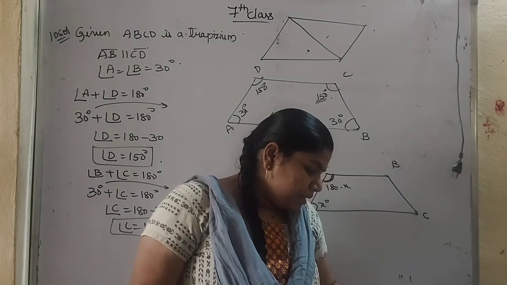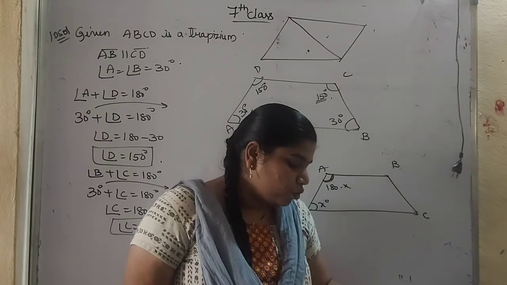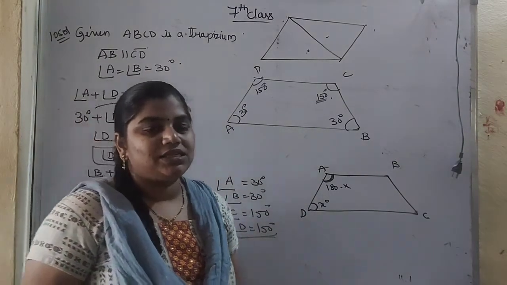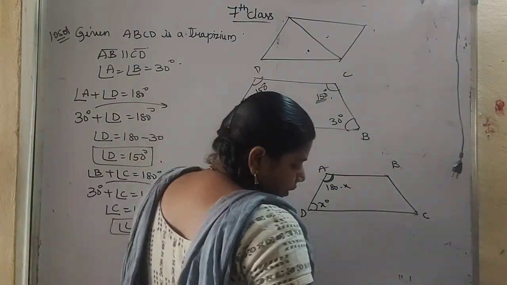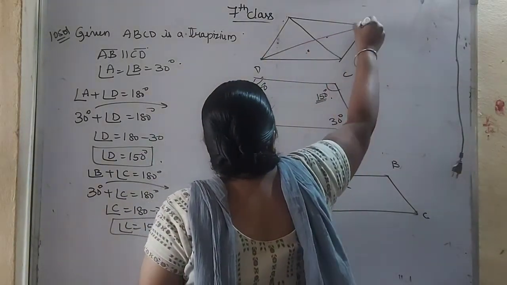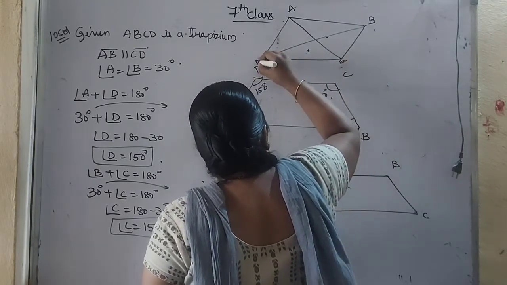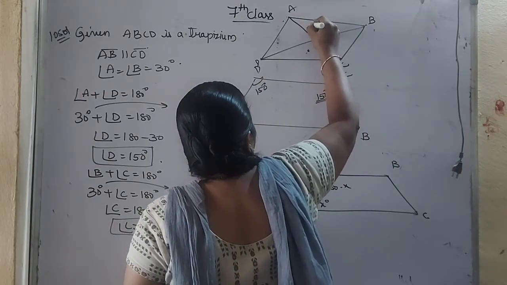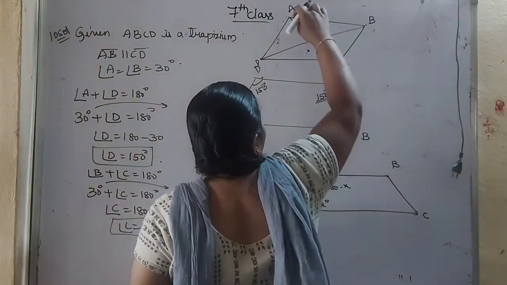In parallelogram ABCD, its diagonals AC and BD intersect at O. AO is equal to 5 centimeters. And what is the AC value they are asking? So if you take the parallelogram and draw the diagonals A, B, C, D, and this is the intersection O, AO is given as 5 centimeters and they are asking about AC, the total diagonal.